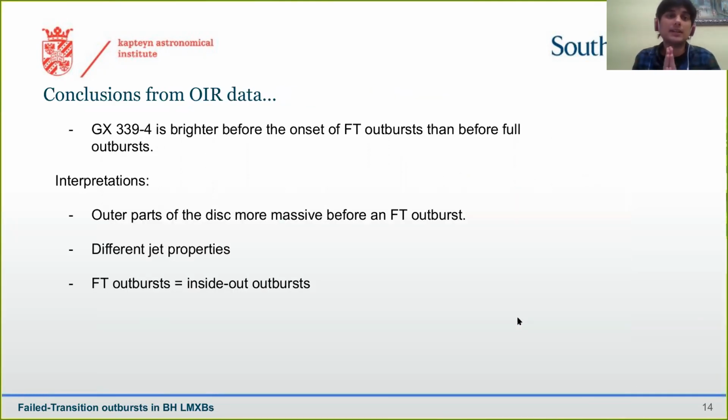So how can we interpret that? It depends on where the optical and infrared emission comes from. If we assume that the emission comes mostly from the disk, that could mean that the outer parts of the disk are more massive before FT outbursts, and that's why they are brighter. If the emission, on the other hand, comes from the jet or the corona, that means that the properties of the jet or the corona are different before FT outbursts and before full outbursts.